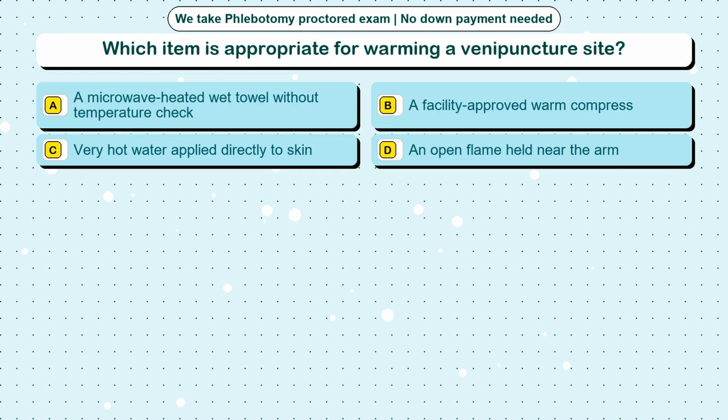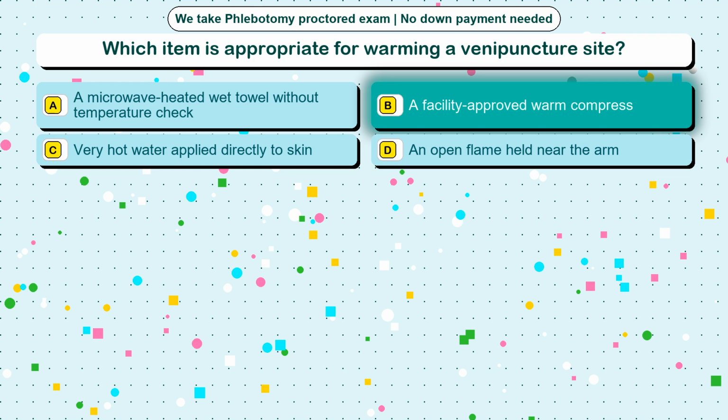Question 56. Which item is appropriate for warming a venipuncture site? Option A. A microwave-heated wet towel without temperature check. Option B. A facility-approved warm compress. Option C. Very hot water applied directly to skin. Option D. An open flame held near the arm. The correct answer is option B.